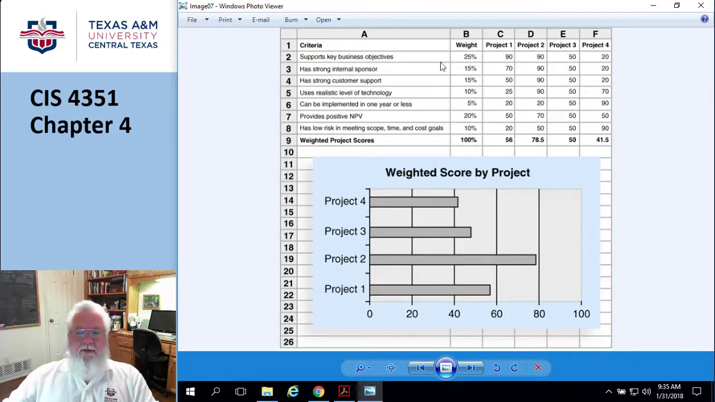It's again some sort of criteria that you come up with, and this could be subjective, it could be very simple. Strong internal sponsor, has customer support, and so on. You just give weights to these things. The most important one is supports the key business projects. Then you just score these things, and looks like project number 2 is the one we ought to do. That's a cool way of doing it.